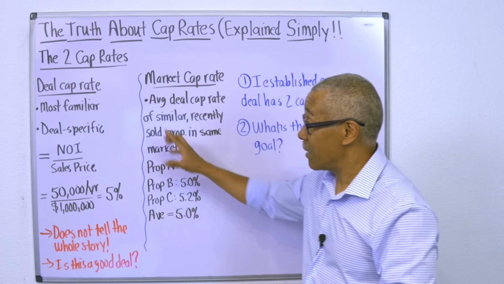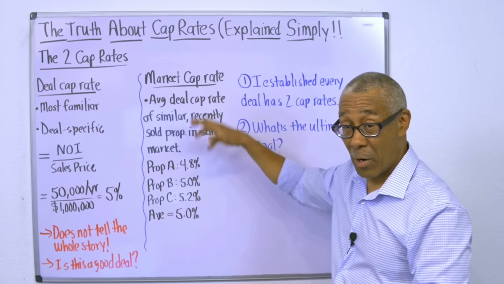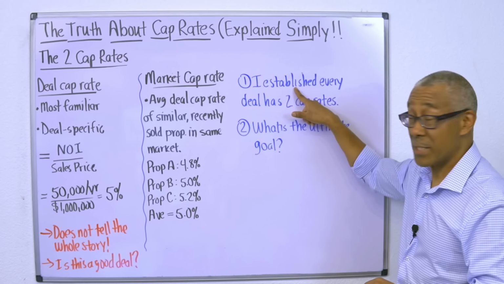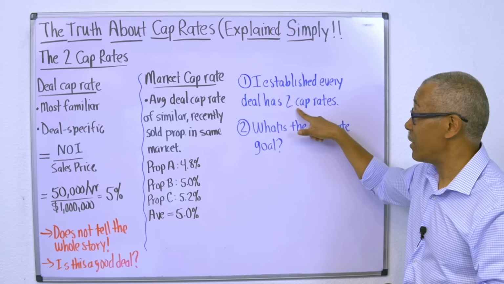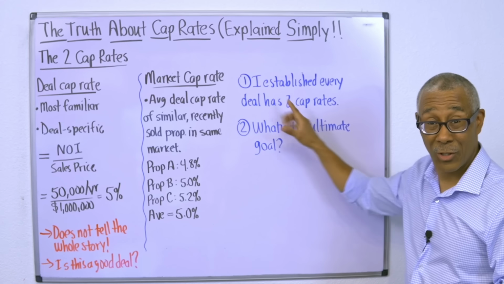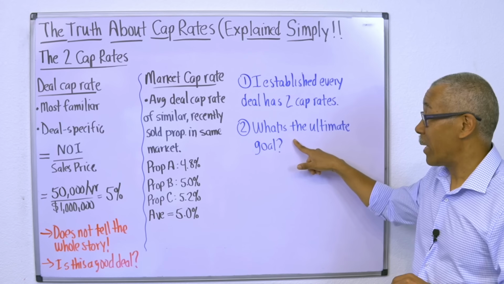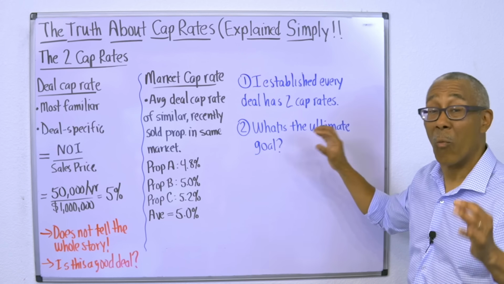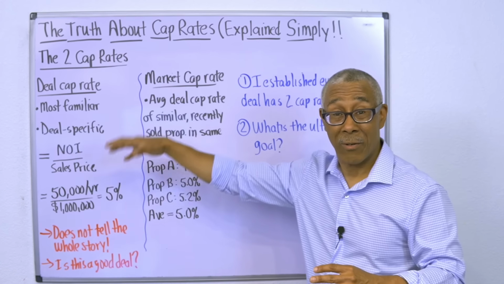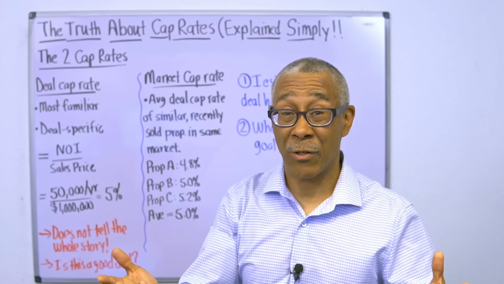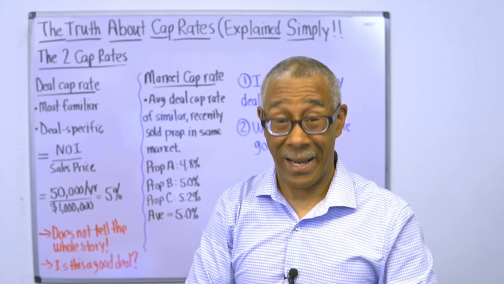Got it? So deal cap rate, market cap rate. Here's what's next. I just established with you that every deal has two cap rates, right? You understand this. Now, here's the next thing. What is the ultimate goal? What do you do with the deal cap rate and the market cap rate? That is going to be life-changing for you, and that's what I'm going to share next.